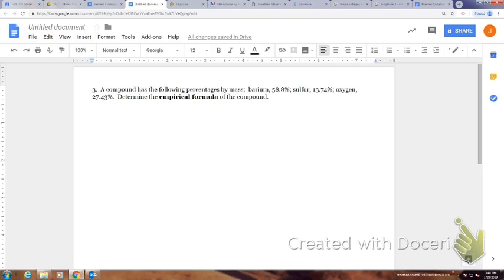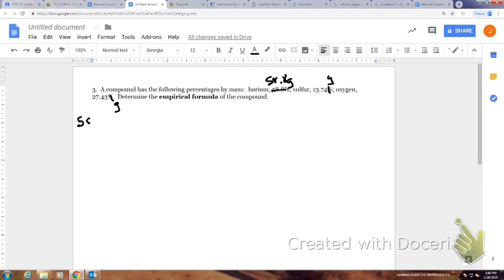So first we're going to convert these percents to grams. Whenever we see a percent composition, we can assume that the total mass is 100 grams. So basically 58.8% becomes 58.8 grams, 13.74% becomes 13.74 grams, and 27.43% becomes 27.43 grams. Okay, so now that we have grams, we can convert to moles. Remember, an empirical formula, any formula, is a molar ratio.